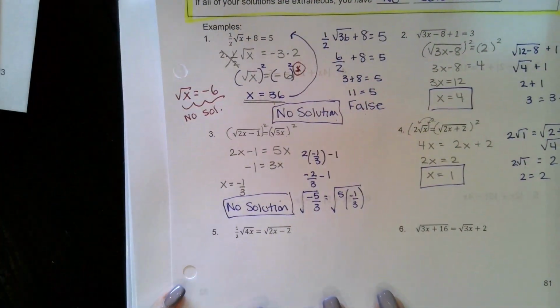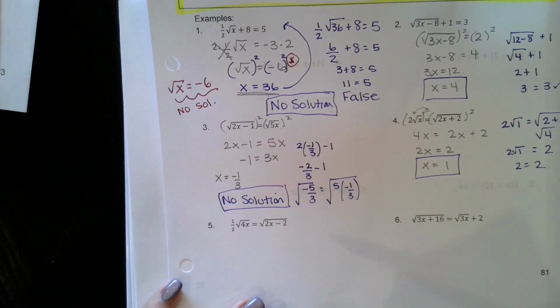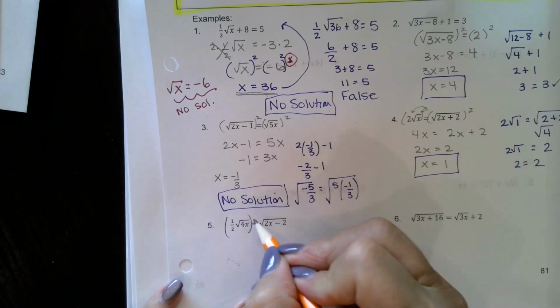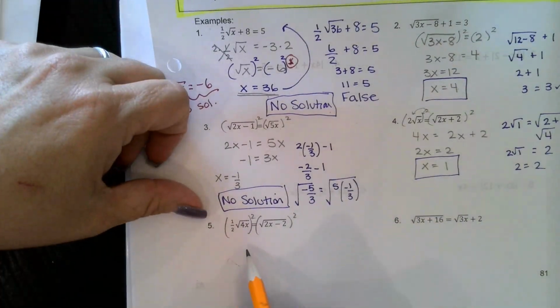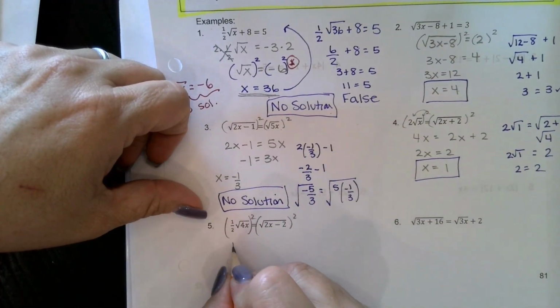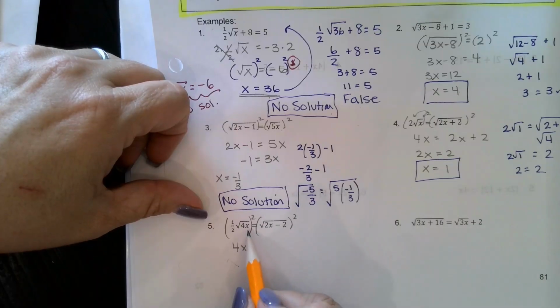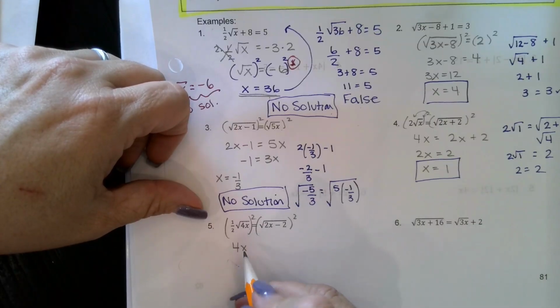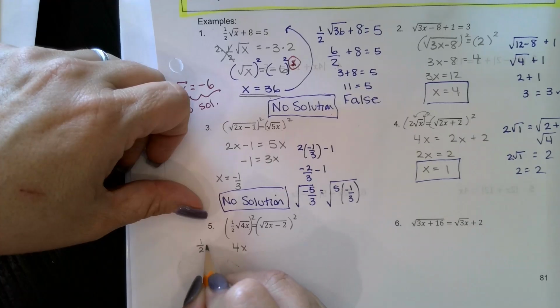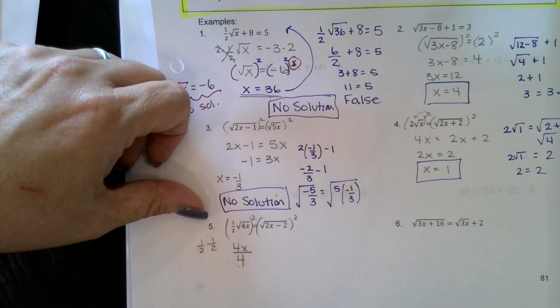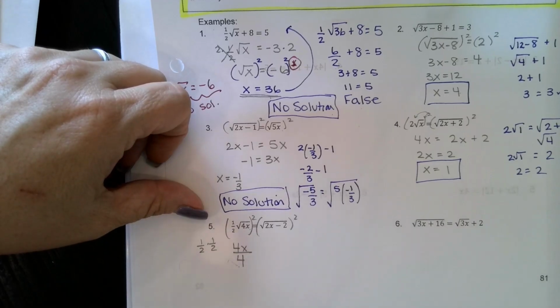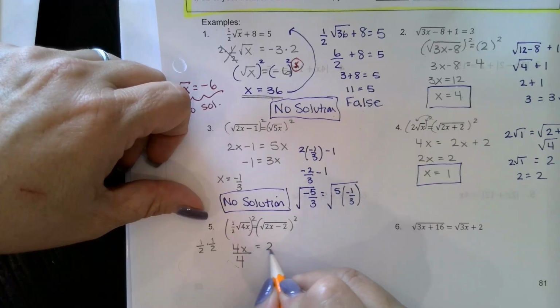Okay, we go down here. This looks very similar to what we had on number 4. So I'm going to square this side, and I'm going to square this side. So on the left-hand side, the 4x is going to stay the same, right? That just gets dropped. But this 1/2 gets squared. So this is the same as saying 1/2 times 1/2, which is 1/4. So I'm going to have the 4 in the denominator. And then on the right side, I have 2x minus 2.